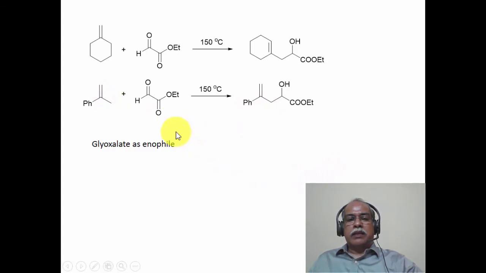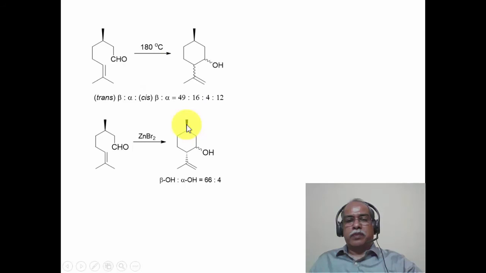glyoxylate. So glyoxylates undergo highly regiospecific 1,5 hydrogen shift. The hydrogen shift is always onto the aldehydic oxygen. The aldehydic oxygen is a more reactive enophilic oxygen compared to the ester functional group, which is inactive in this particular instance. Here are some examples of intramolecular carbonyl ene reaction.